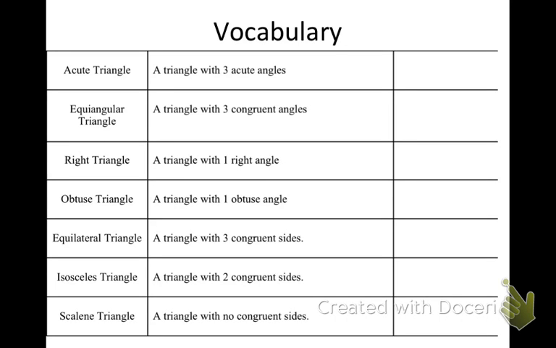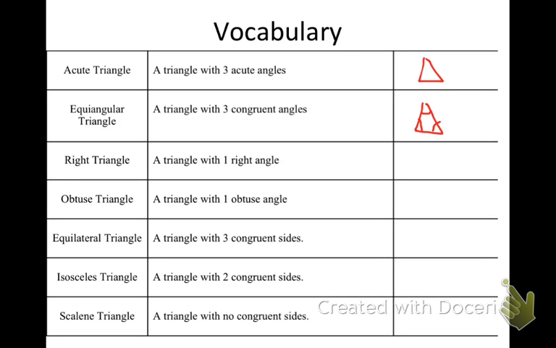The first couple of triangles we're going to talk about here is an acute triangle. We saw all these types of triangles already. An acute triangle is a triangle with 3 acute angles. So basically, the largest angle would be an acute angle. Okay. An equiangular triangle is a triangle with 3 congruent angles. So all the angles would be the same. A lot of times they're marked that way.